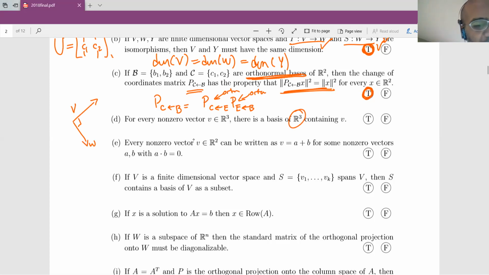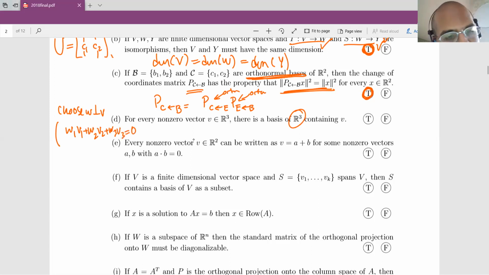I mean, there are many ways to see this, right? So choose W orthogonal to V, not equal to 0. Why? Many ways to see it. One is you're just trying to solve the equation W1 V1 plus W2 V2 plus W3 V3 equals 0. That's a linear system with one equation and three variables, and homogeneous. So this is always going to be consistent. That's one way to see it.